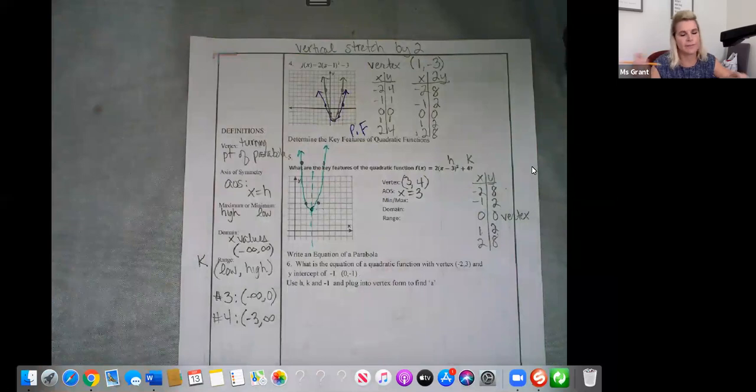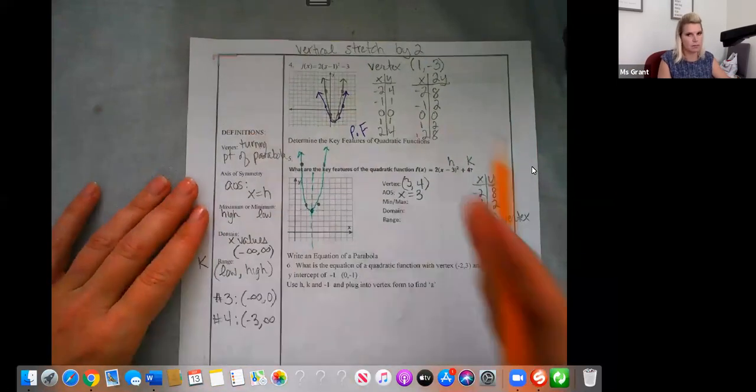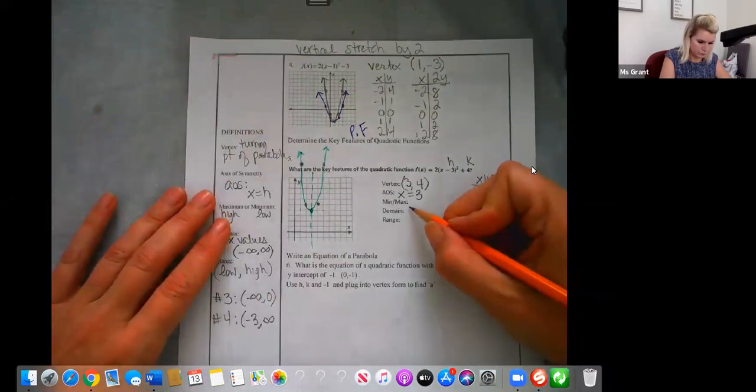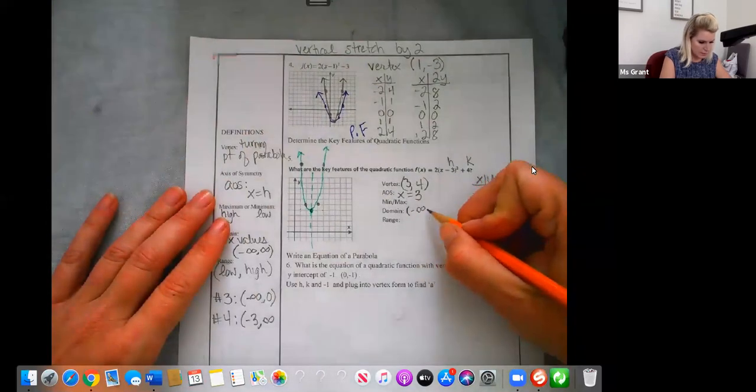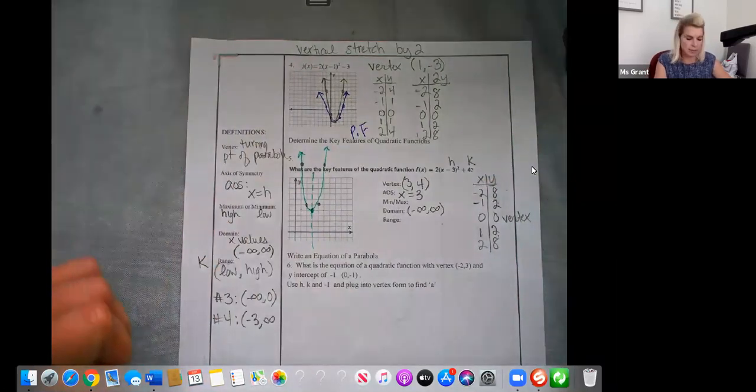Now that I've graphed it, I can figure out everything else. So my domain is going to be all real numbers. Oh, you know what I missed? Max and min. Okay, well, there's all real numbers. Does it have a maximum or a minimum? Does it have a bottom low point or does it have a high point?